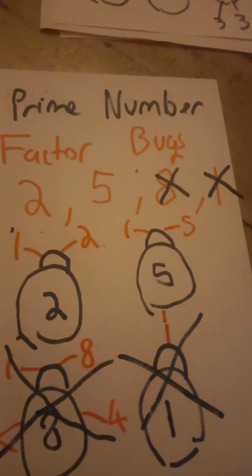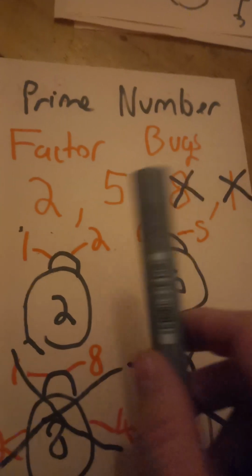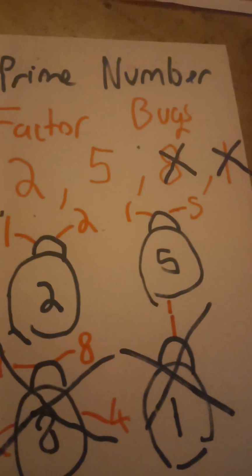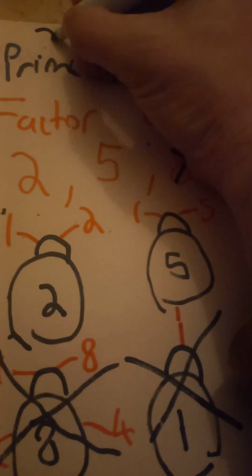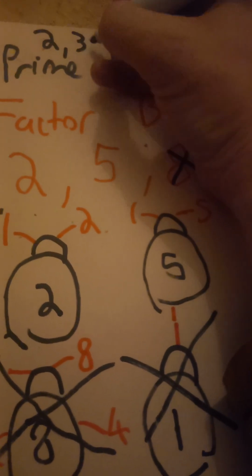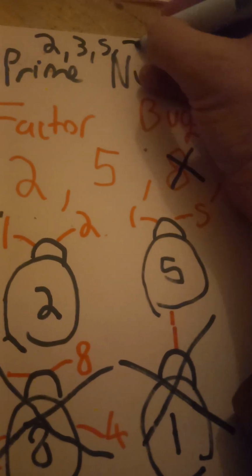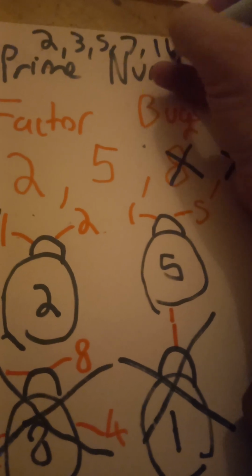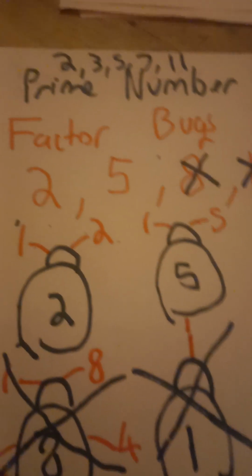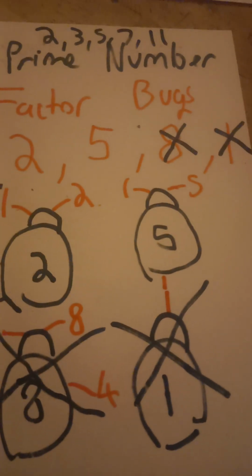Okay? So these are your prime numbers, 2 and 5. And what I can do right at the top is list all the prime numbers. 2, 3, 5, 7, 11. They actually go on for quite a long way, but they're your main ones. In fact, they go on forever.